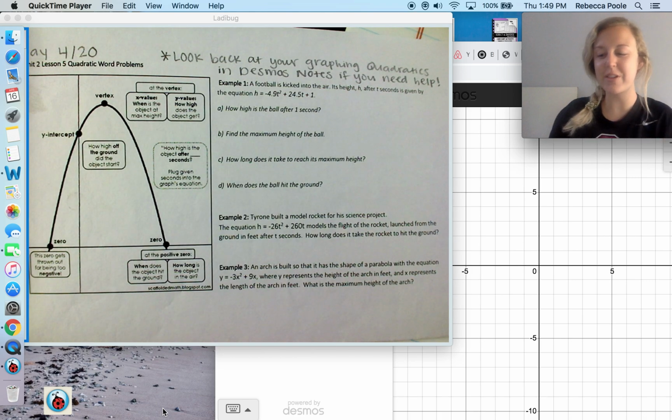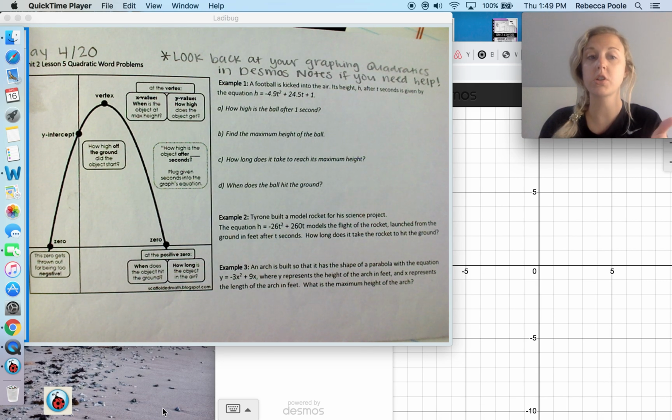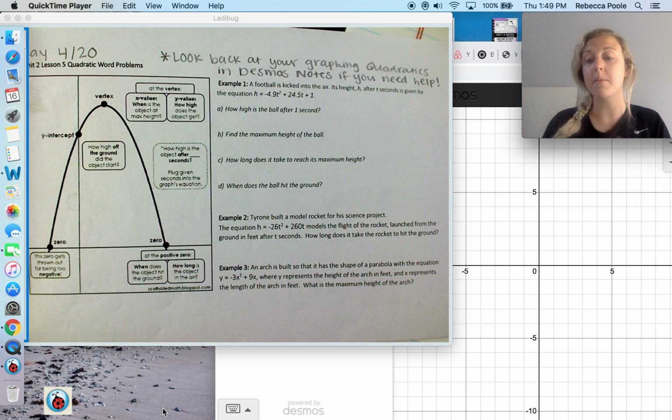Hey guys, so these are the notes for Monday for week 3 of virtual learning. We're still dealing with quadratics and graphing them in Desmos and finding features that were asked for. But what's different about this lesson is that we're going to be looking at real world examples of quadratics.